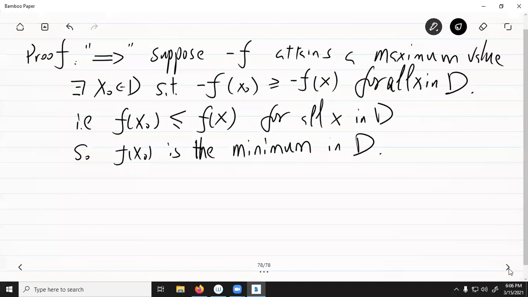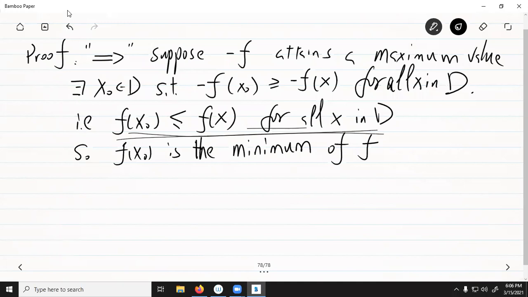Oh, sorry. It's just the minimum value, right? It's the minimum value of f, because this is the definition of the minimum value. All f values should be greater than or equal to f of x0. So this is the minimum because x0 is inside the domain. So f of x0 also should be in its range, right? For this direction, all right.